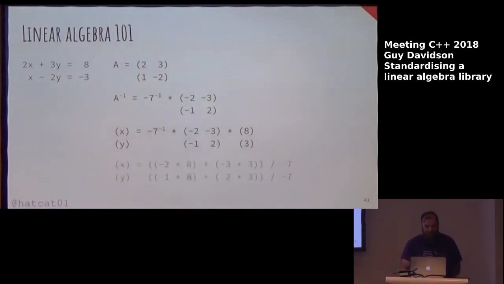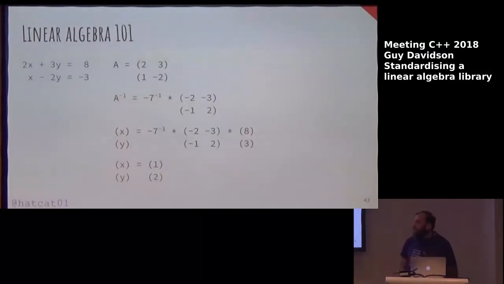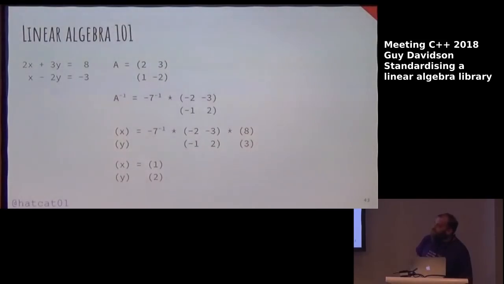Let's do some sums. Believe me, that's right, okay? You can check the slides in the recording afterwards. So x equals 1, y equals 2, and we can check that. 2x, 2, plus 3y, 6, equals 8.